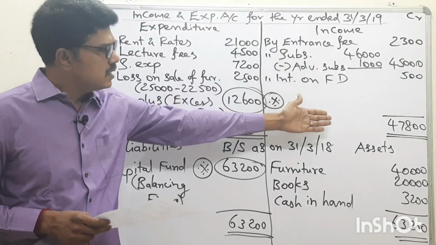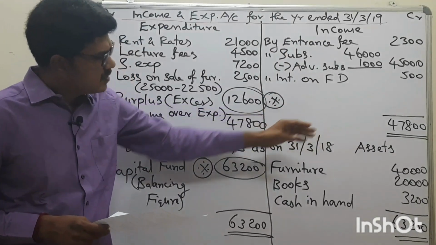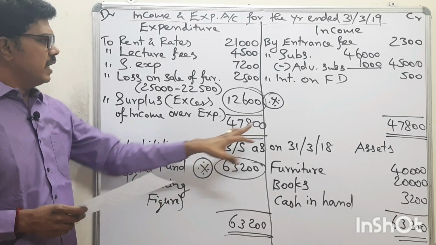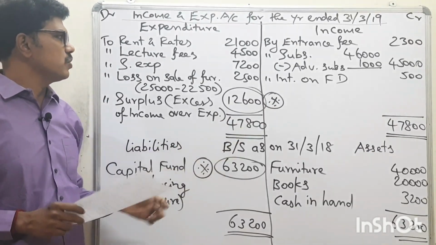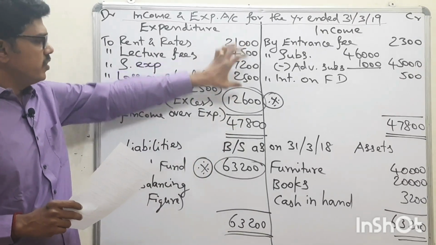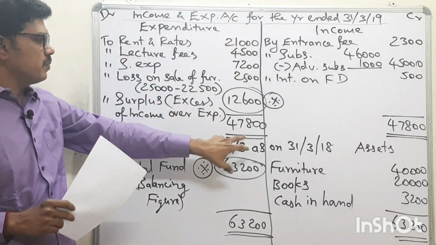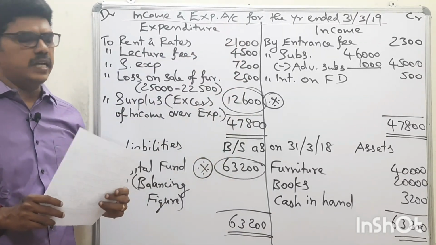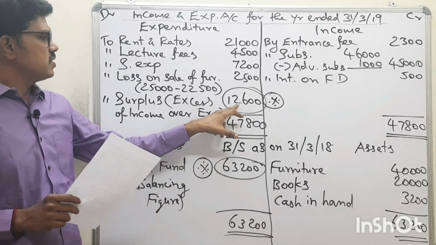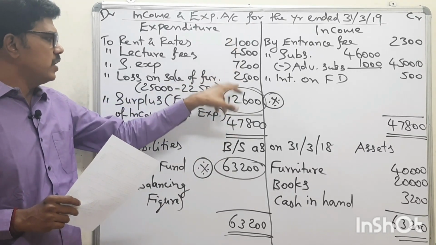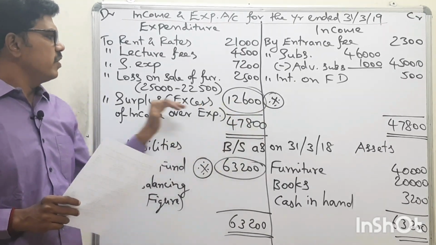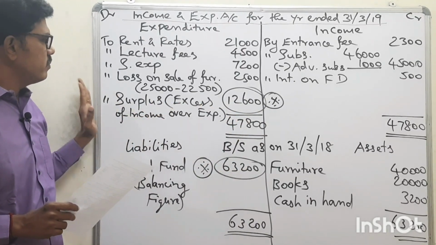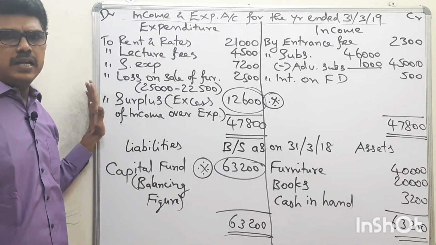If you add those amounts, 47,800 you will get. Write the same amount in the opposite side on the same line, 47,800. Then we should subtract all these values from the total 47,800. So the balance we are getting, if you subtract these values, you will get 12,600.